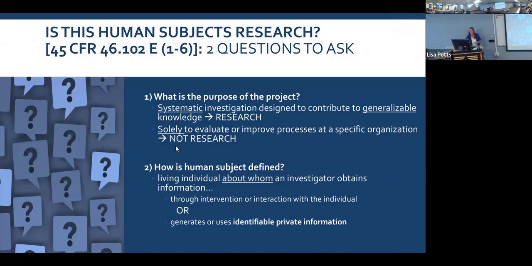Right, so then the second piece, how is human subjects defined? Again, kind of going back to that program eval comparison, you really need to look at what you are asking questions about. So even if you're asking questions of a person, if you're getting them to fill out information, like at the end, I have a survey for you to fill out about this training. Was it helpful? Do you have suggestions? That's not research. I'm not asking about you, and I'm only using that information to make this better next year.